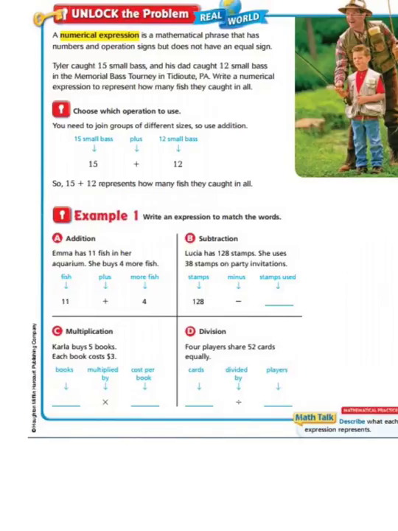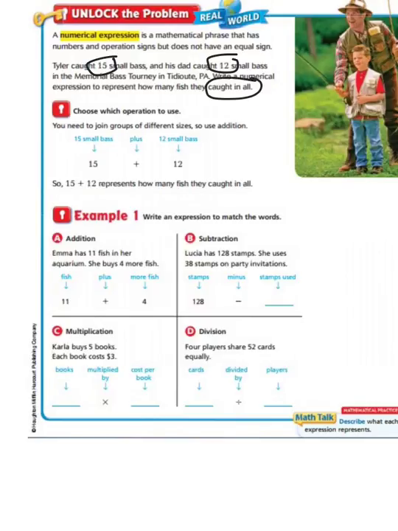Alright, let's look at our word problem. Tyler caught 15 small bass and his dad caught 12 small bass in the Memorial Bass Tourney in Tediot, Pennsylvania. Write a numerical expression to represent how many fish they caught in all. Well, to begin doing that, we will choose which operation to use. You need to join groups of different sizes, so addition, because they caught 15 small bass and 12 small bass, and it wants to know how many fish they caught in all.